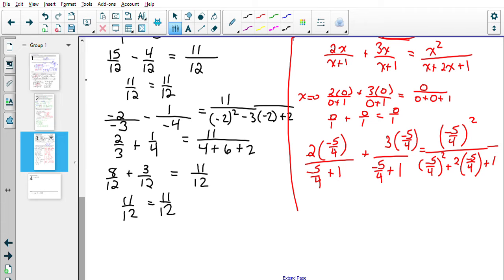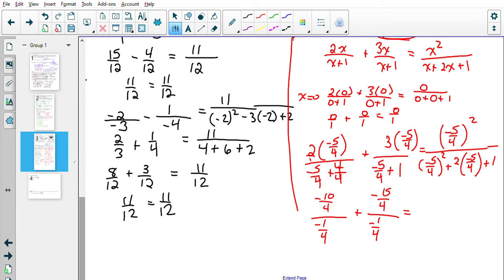Okay, so that's a 2 over 1. So you're going to get negative 10 over 4. And on the bottom, negative 5 over 4 plus 4 over 4, because that's what 1 is. It's going to be negative 1 over 4. I'm going to deal with that in a second. Negative 15 over 4, same denominator, negative 1/4.